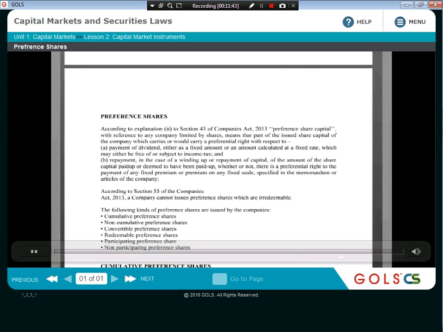As I've said, the second preference is in case of winding up. In case of winding up or repayment of capital, the amount of share capital paid up or deemed to have been paid up, whether or not there is a preferential right to payment. So in case of repayment, they will also get a preferential right. So the preferential treatment is in case of payment of dividend and payment of capital in case of liquidation of the company.